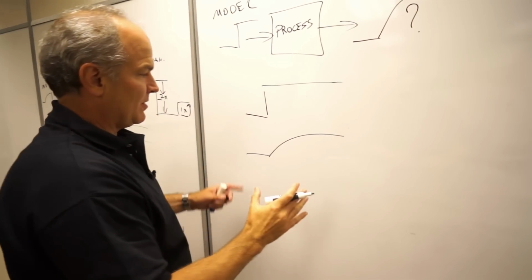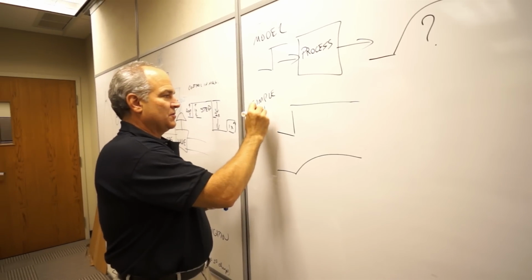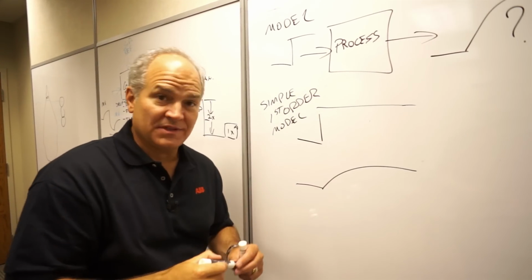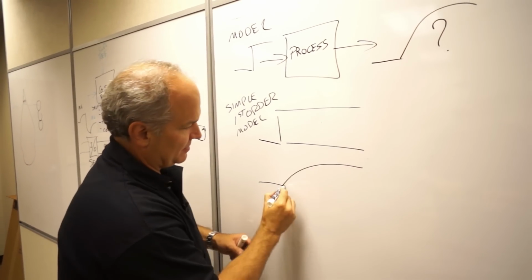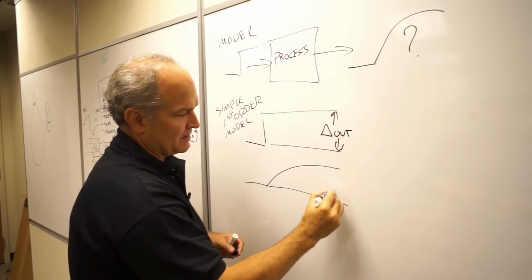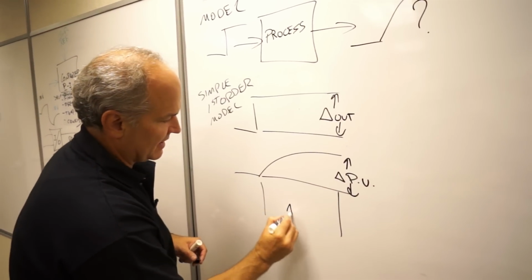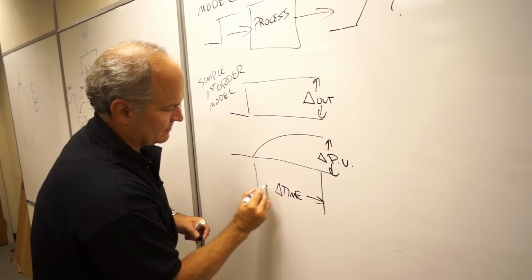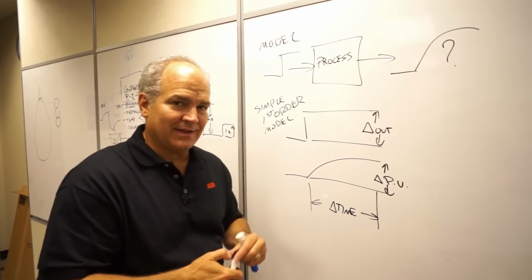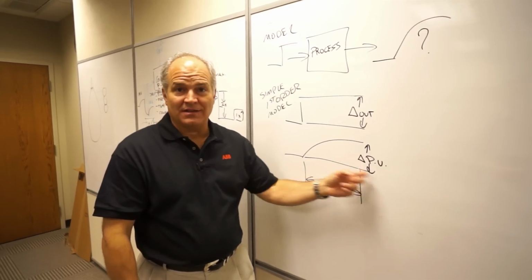What I'm trying to show you here is a simple first order model. With a simple first order model, and I'll put in some parameters here, this is our change in our output, this is our change in our process variable, and this is our change in time. Remember, that little triangle means delta, or change. With those three things, that's what I like to think about for the easiest case: how much did it move for a given change, and how long did it take to get there.